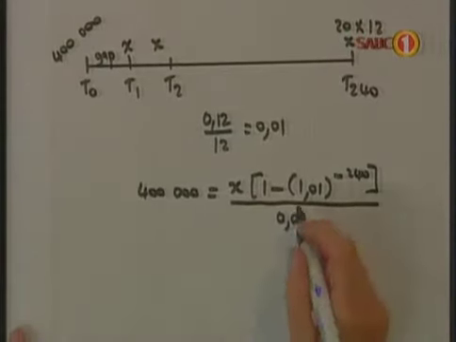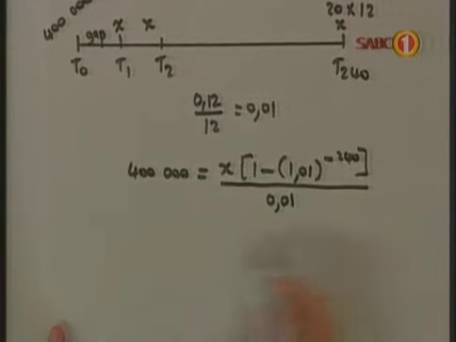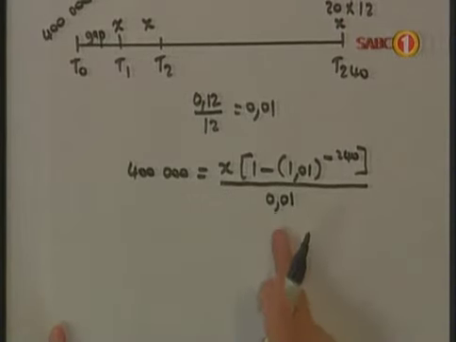Okay, now, what are we going to do? We can simply take them through this. Yeah, multiply that by 0.01.